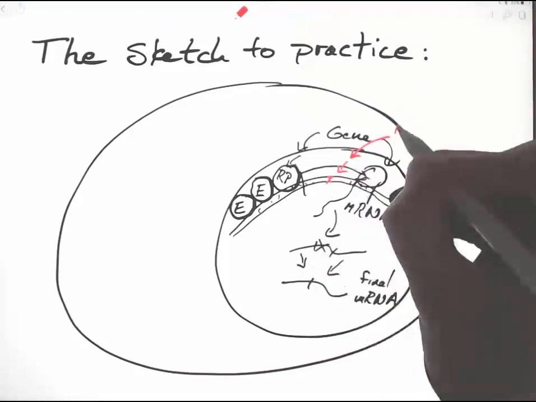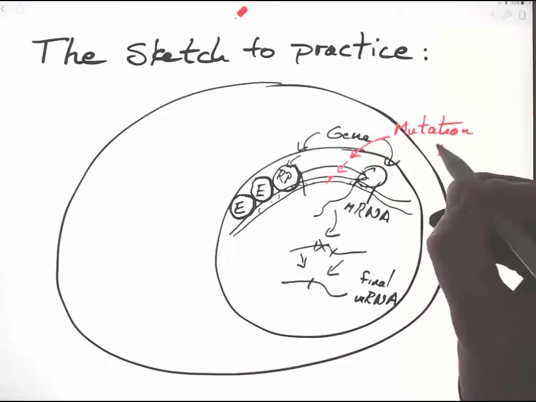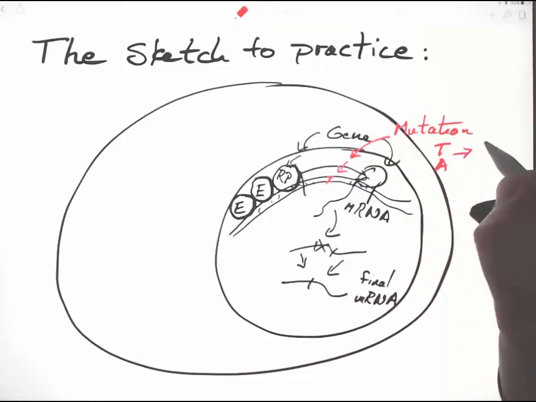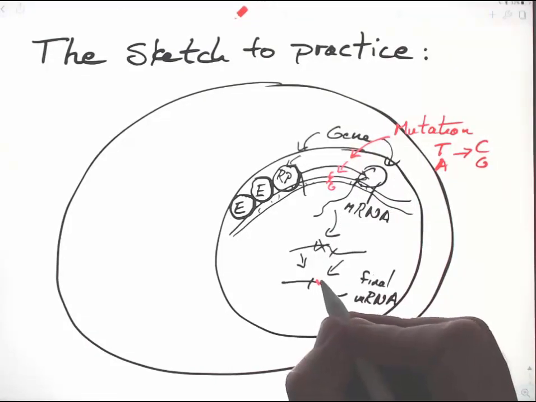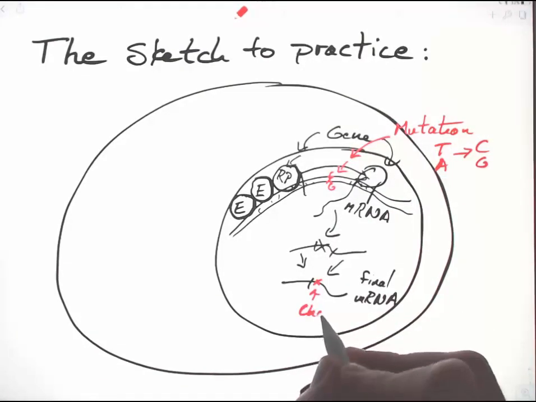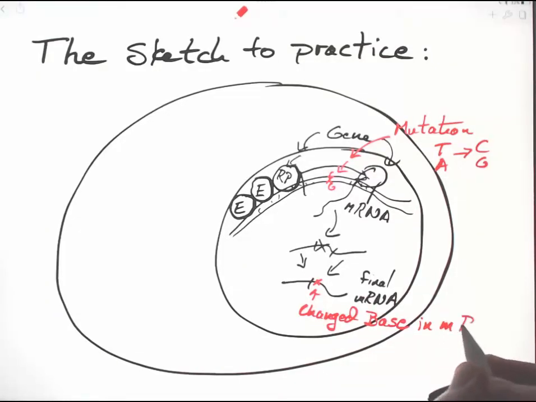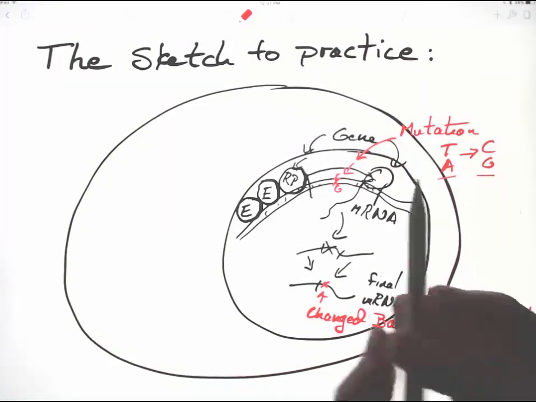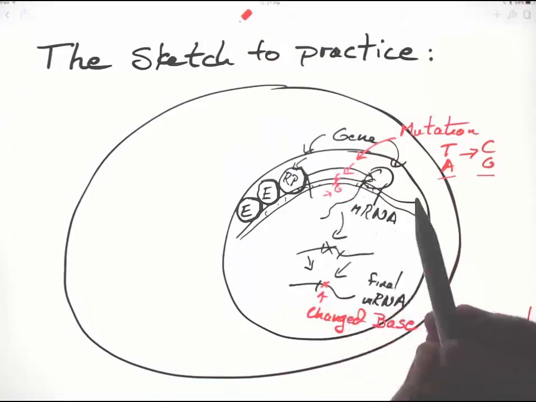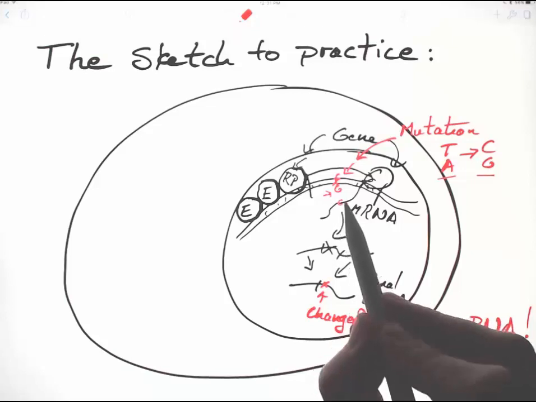If there's a mutation somewhere in the gene, for example, a T and an A base pair change to a C and a G, that will change the messenger RNA that's made. If we've gone from a TA to a CG, here's our changed CG. Matching that G on the messenger RNA would be a C.